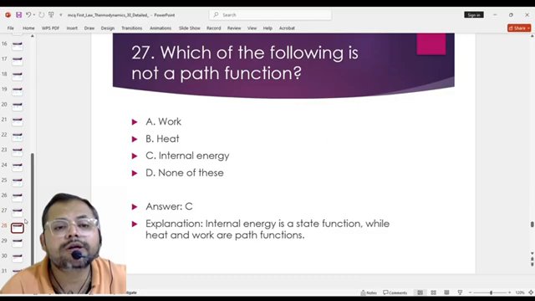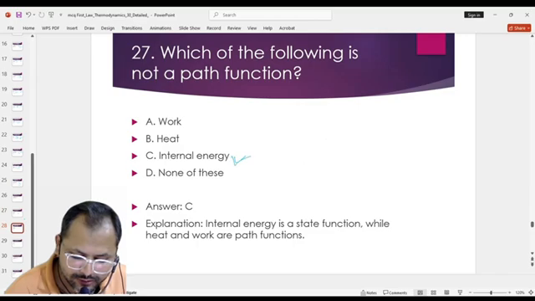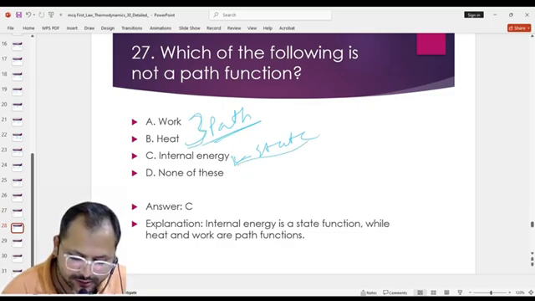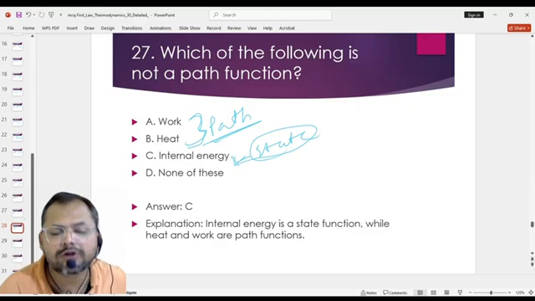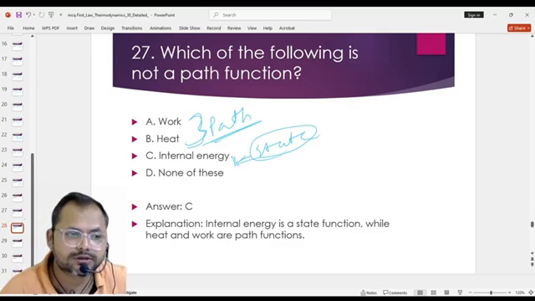Next question. Which of the following is not a path function? We have seen this question earlier. Internal energy is a state function, and work and heat are path functions. Internal energy is a state function because it depends upon pressure, volume and composition, not on the path.